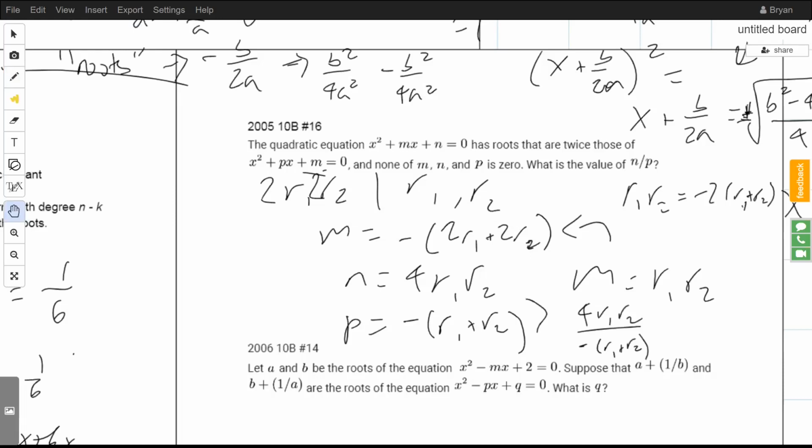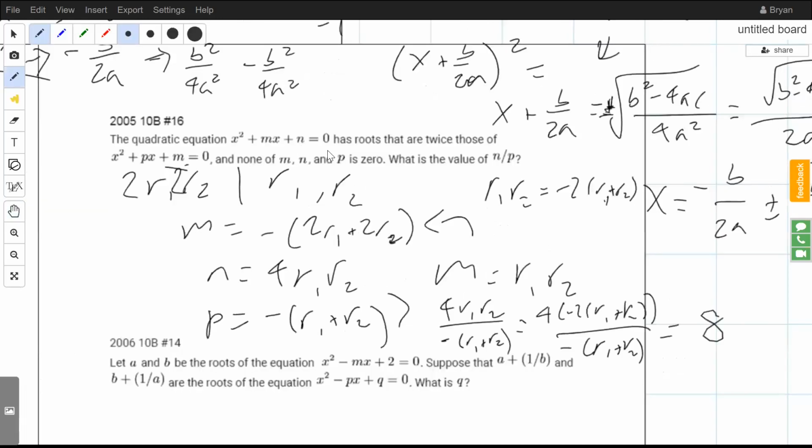This is a fairly simple problem with Vieta's where it's pretty straightforward. They give you information about the roots, and then they want information on the coefficients. So yes, that's all you do. That's it.